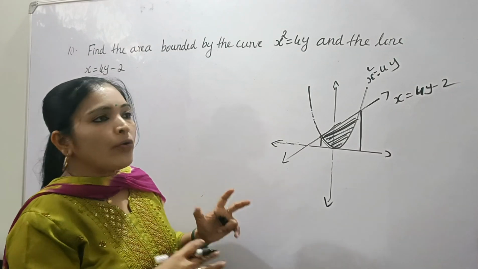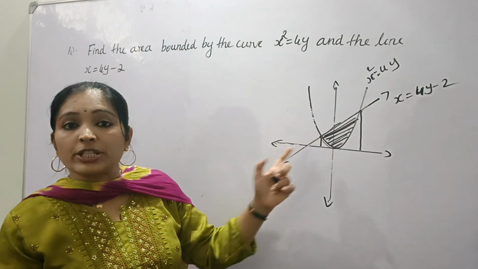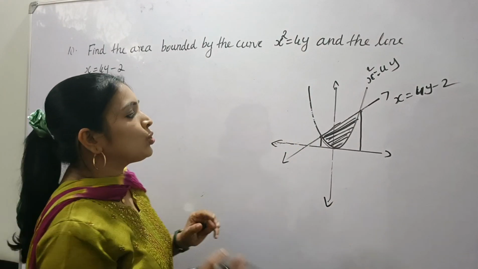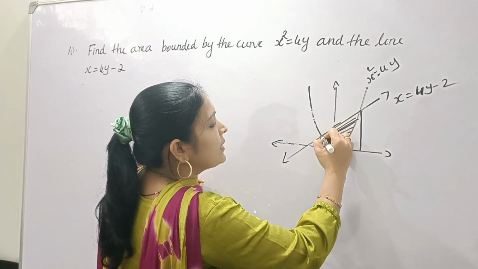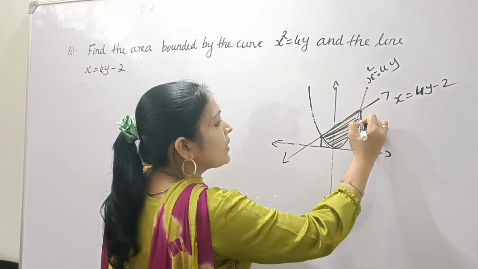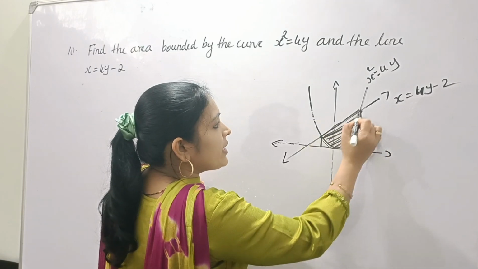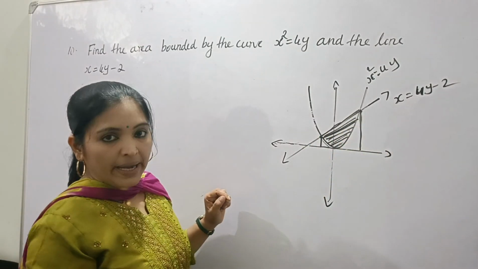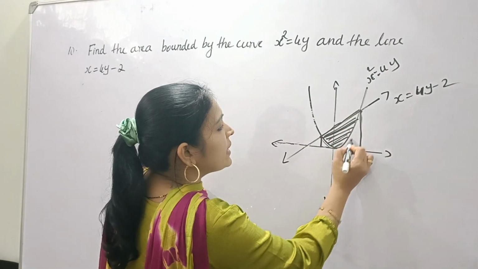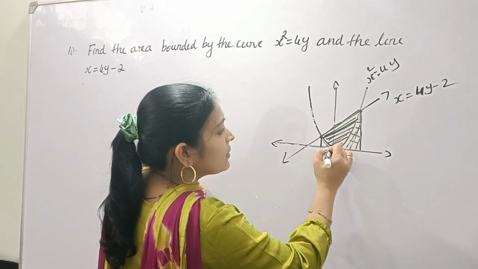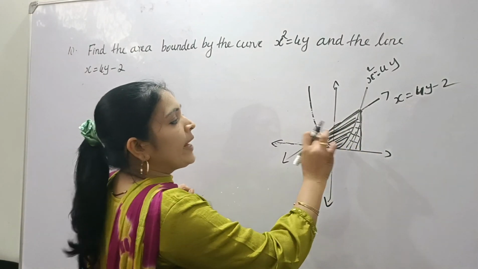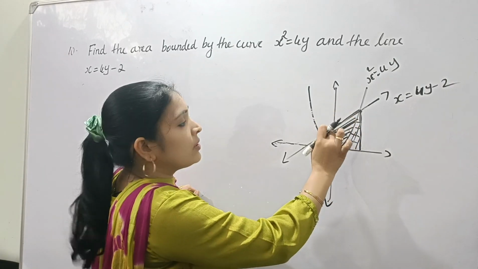Okay, so here also we cannot find the area of this region directly. So what we have to do? We will find the area of this region, that is under this line. First we will find the area of this region minus the area of the region under the curve, this region.